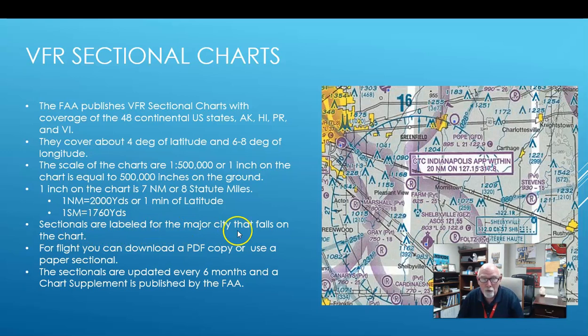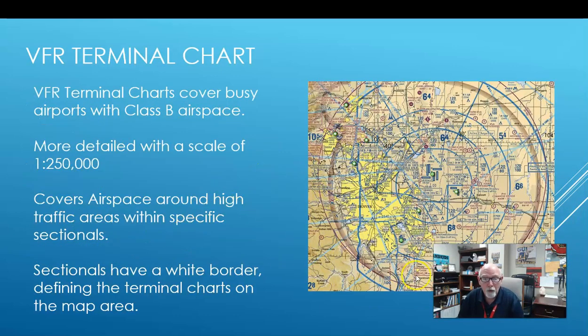Sectionals are labeled for the major city that they fall on, and you'll be using the Charlotte sectional. For flight, you can download a PDF copy to use on an iPad or computer, or you can use your paper copy here, which is fine. And this is, of course, the Indianapolis sectional that is the example on here. They're updated every 6 months. The one I have here is last fall's, and it went bad the 2nd of January, so I wouldn't want to use that for aviation.